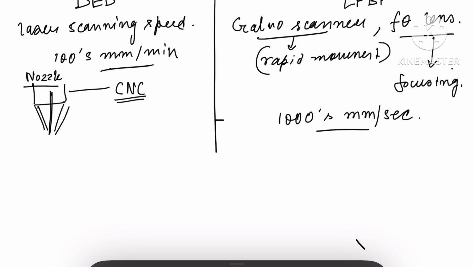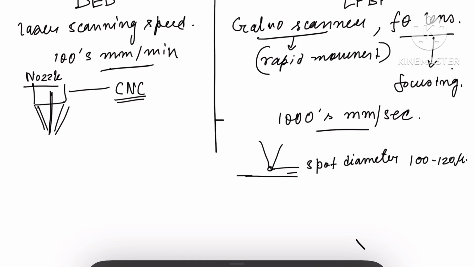So there is one question: why is so much speed needed for LPBF system which is not required for DED? Is it not required for DED, or DED is not capable of printing with that high speed? So the answer is, for LPBF, the laser which is used has the focus spot diameter in few micrometer, like 100 to 120 micrometer, which is lesser than the DED spot diameter, which is 300 to 400 micrometer.